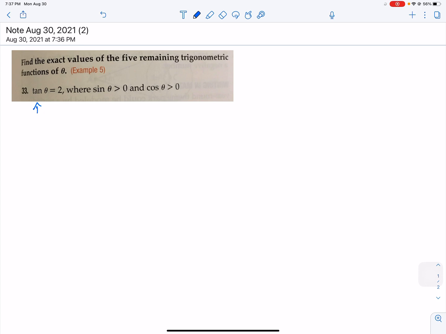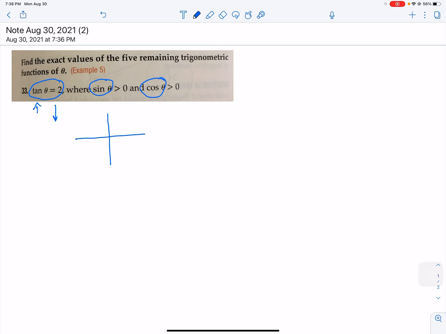Now they gave us some hints about where the triangle should be and what quadrant it should be in. First, they told us the tangent is 2, and also that the sine is positive and the cosine is positive. So far, these are all positive. Tangent is 2, that's positive, and sine and cosine are greater than 0. That means these are all in quadrant 1. If I start off with this bit of information on my left, I always draw my cross.